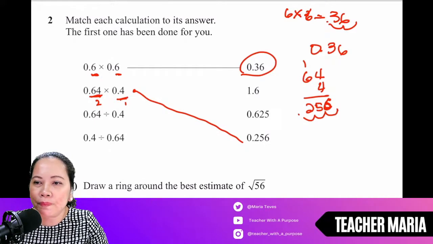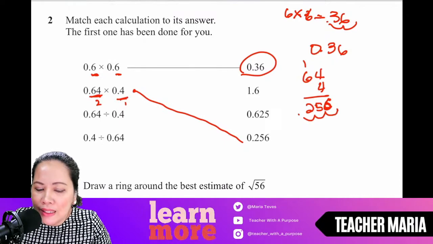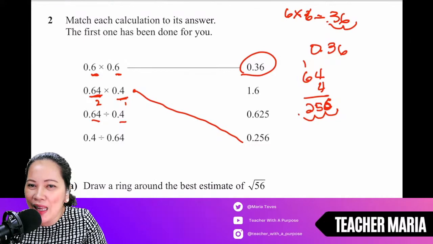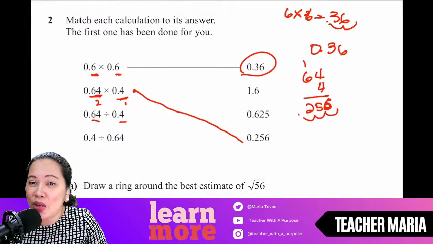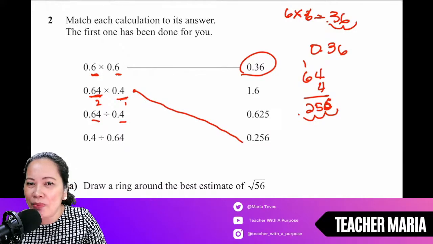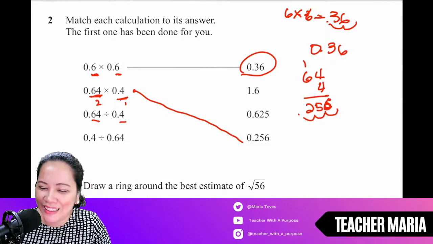Okay. Now, moving on, you have the next one. The next one you have is 0.64 divided by 0.4. Now, for this one, when you do division, that means that you have to move the place value so that you will have the same number of place value. Does it make sense? Okay, let's just show it.